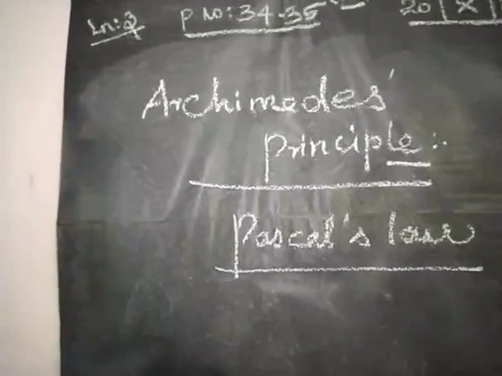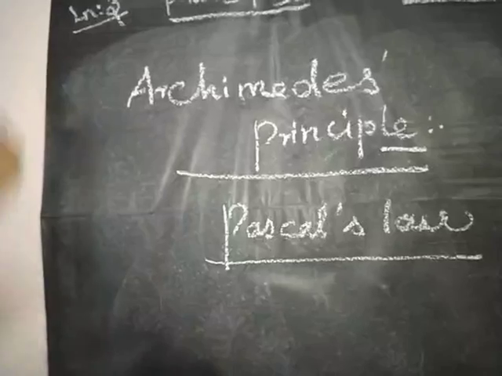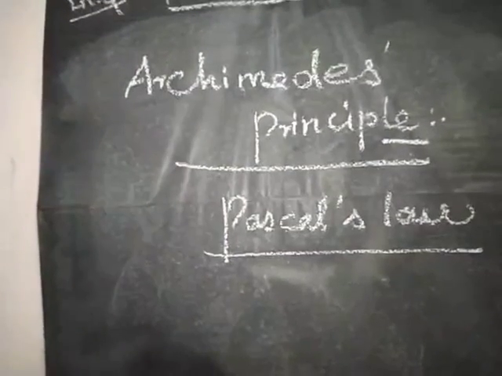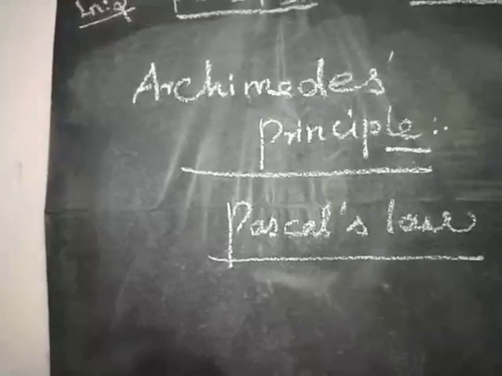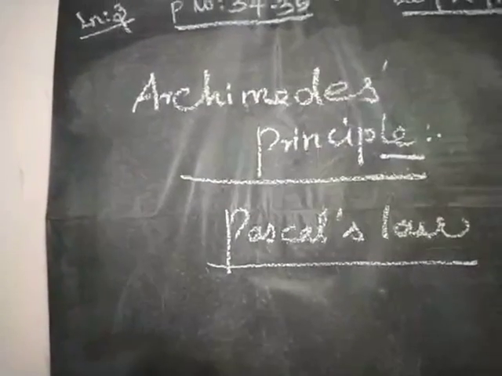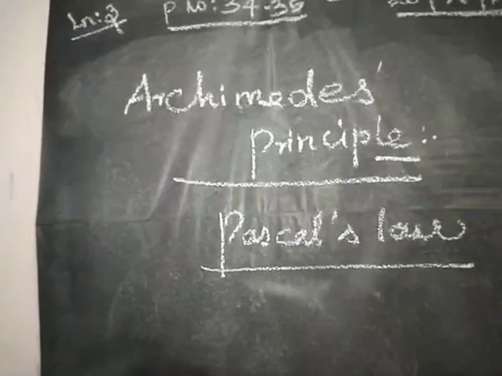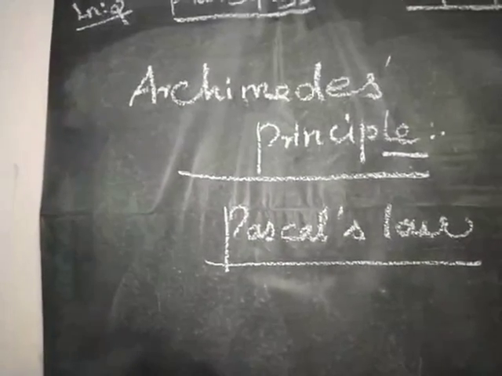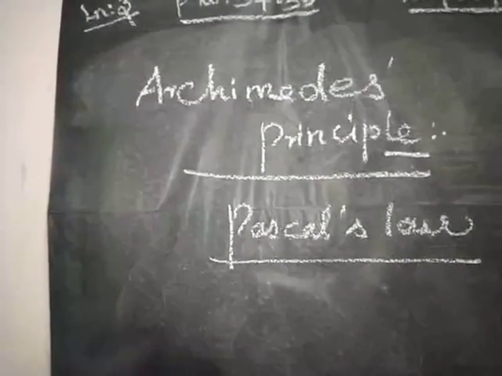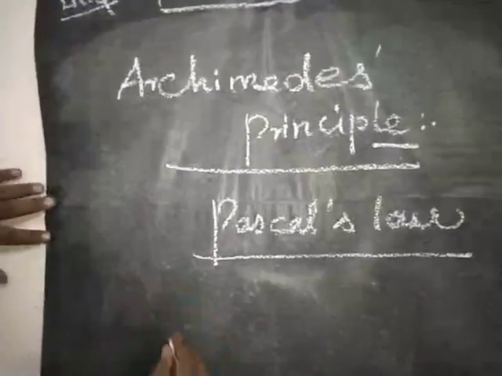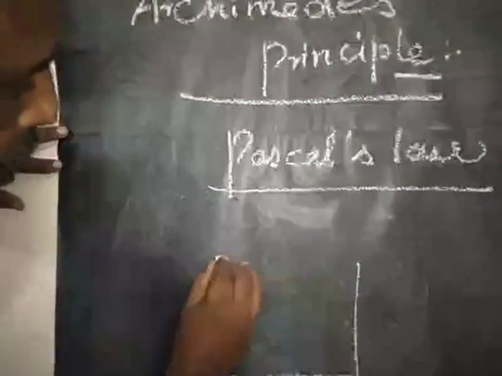Archimedes principle is nothing but this: a body immersed, immersed means entering into the water, partially or completely, in a fluid experiences a vertical upward buoyant force equal to the weight of the fluid it displaces. This principle is called Archimedes principle. If we take one small example, we will understand very easily.